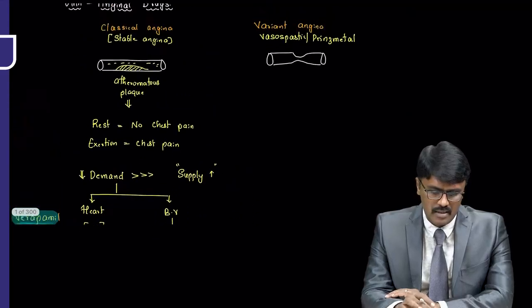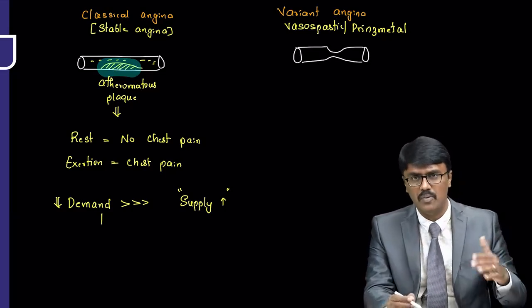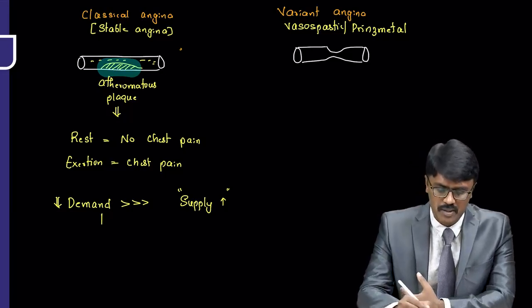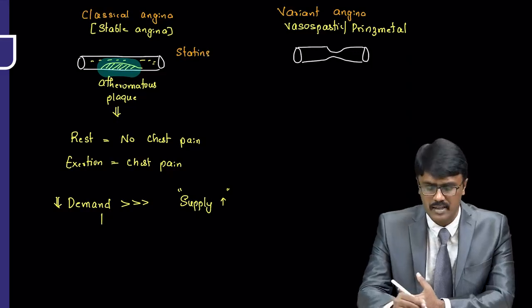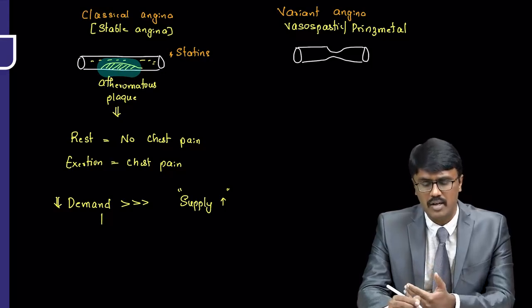Now once I understand that, the plaque is here. I don't want the plaque to progress further. I don't want the plaque to become bigger in size. So I want to avoid this. So for this patient, I will add statins, that is atorvastatin, rosuvastatin, like that, so that the plaque will not progress and the cholesterol will not accumulate.